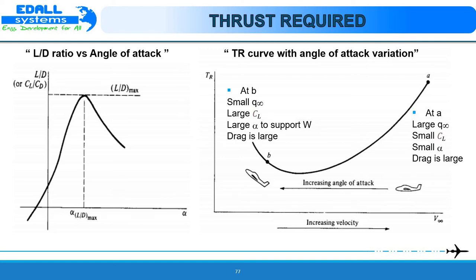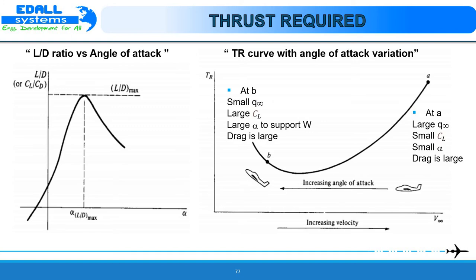At high velocities, that is point A, most of the required lift is obtained from high dynamic pressure Q infinity, hence coefficient of lift and angle of attack are small. Also under the same conditions, the drag, which equals Q infinity S C_D, is relatively large because Q infinity is large. As we move to the left on the thrust required curve, the dynamic pressure Q infinity decreases, hence the coefficient of lift, and therefore the angle of attack, must increase to support the given aeroplane weight. Because dynamic pressure Q infinity decreases, D and the thrust required initially decrease.